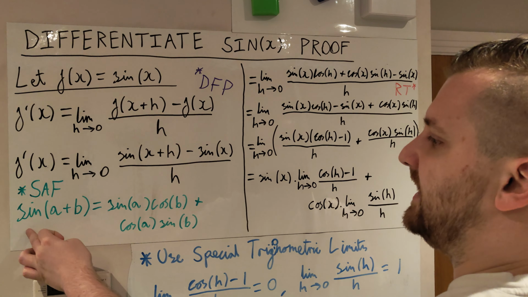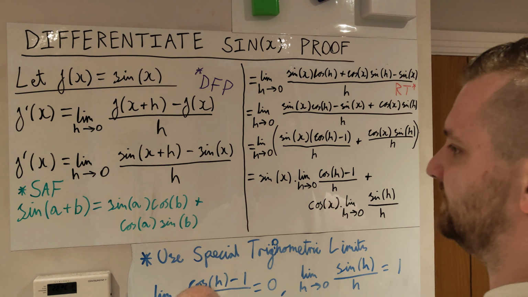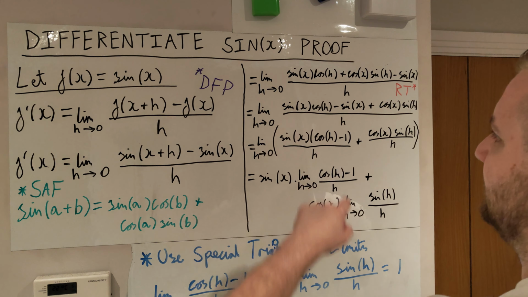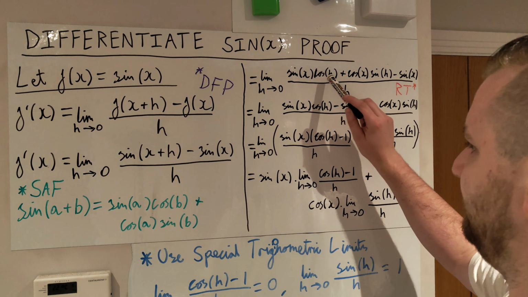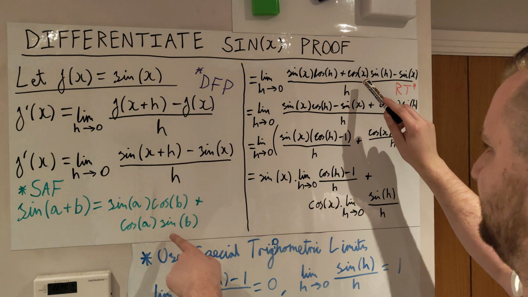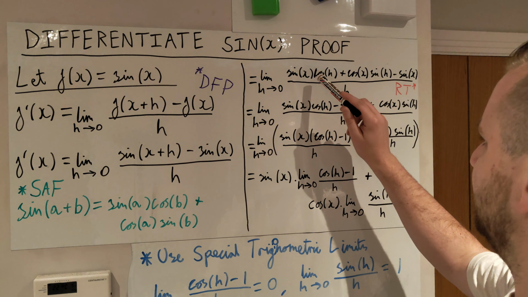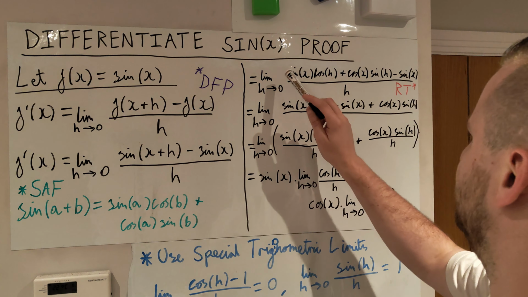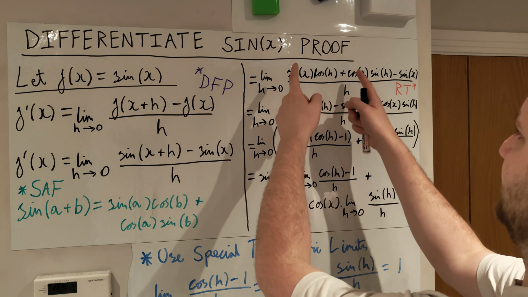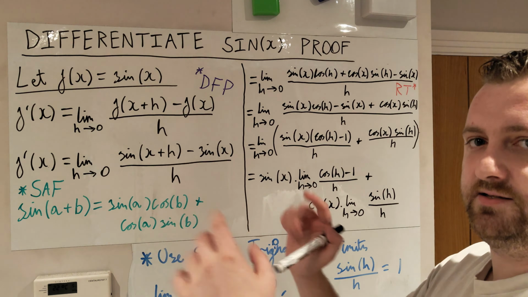So where do we have a sine of a plus b? Well, we've got a sine of x plus h. That's pretty similar, pretty convenient. So we would just treat the x as the a and the h as the b. And we've got the limit as h tends to 0 of sine of x times cos of h plus cos of x times sine of h minus sine of x. So that's all we've done. We've just used that sine addition formula, and we've taken this and expanded it into here, okay? We've got minus sine of x and h. That's all we've done. Nice and simple.